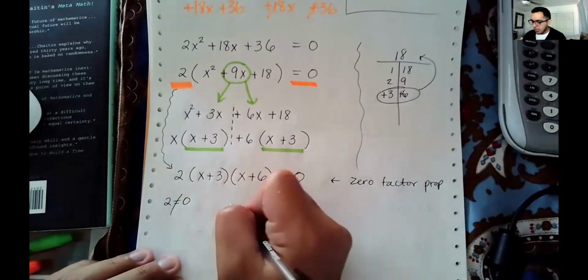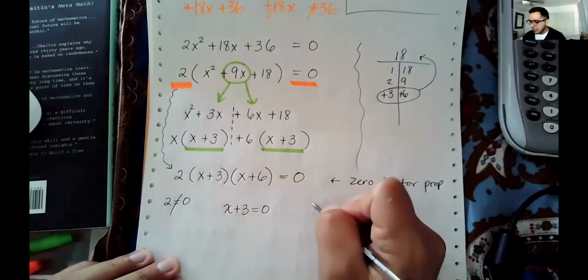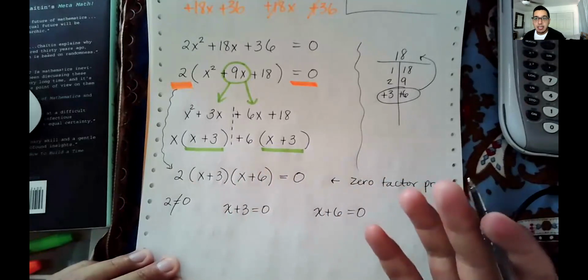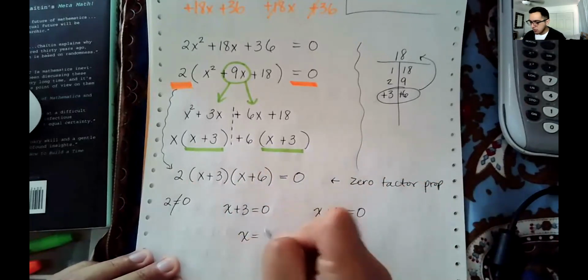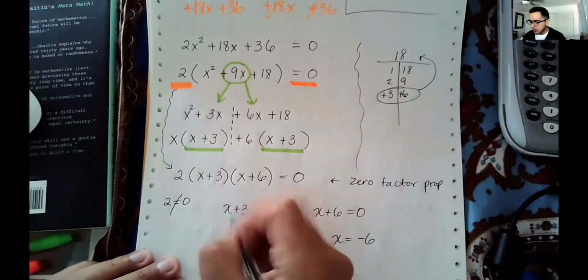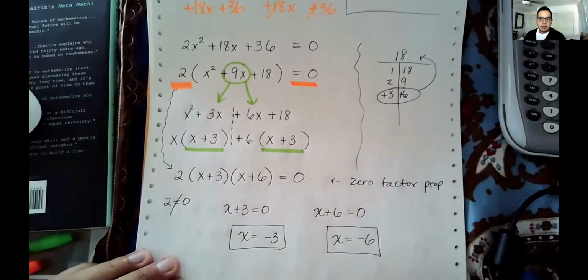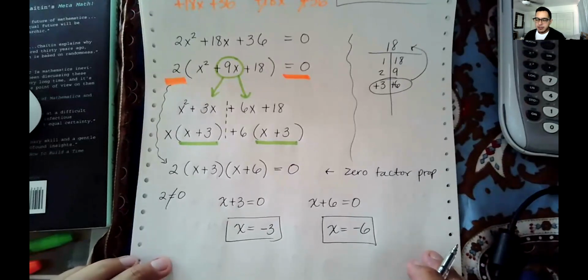But if I set x plus 3 equal to 0 and x plus 6 equal to 0, well, those are equations that I can now solve. And when I solve them, I will get x is equal to -3 and x is equal to -6. So those have to be in my solution set. Does anybody have any questions?